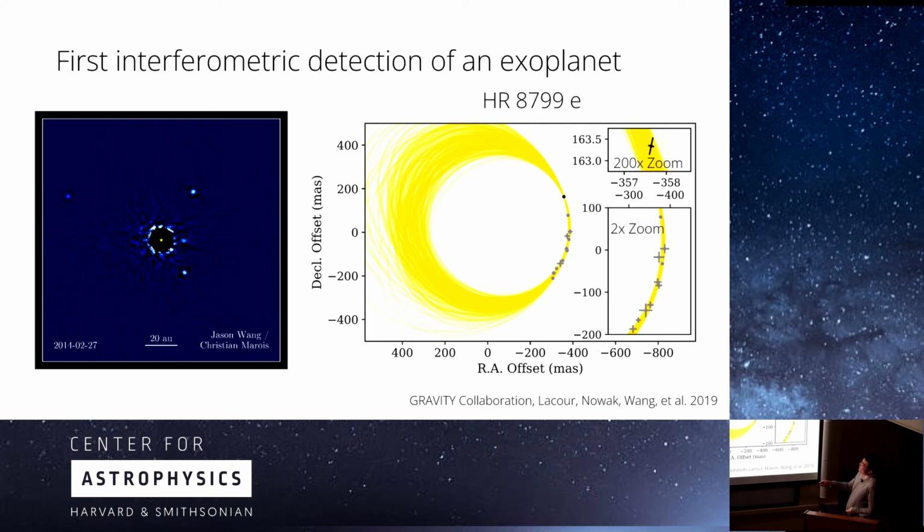So this is, again, the four HR 8799 planets. We started with potentially the hardest one. We picked the innermost one. And here we detected it with interferometry.